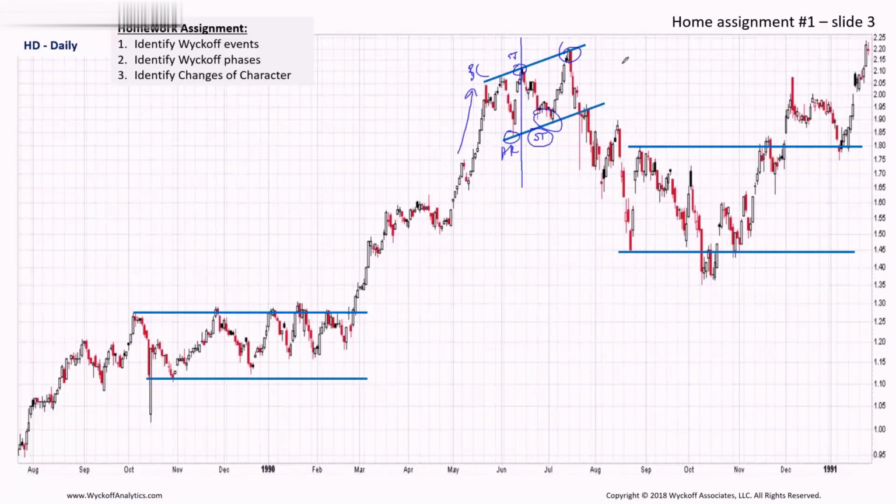Phase C is the point you marked last. The phase C, yeah. Okay, so how would we label phase C here? You know, this attempt to overcome the previous resistance. I would label that as an upthrust. Yeah. Upthrust, and because this is a distribution, so upthrust after distribution.